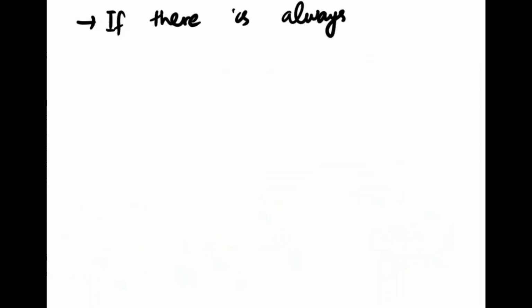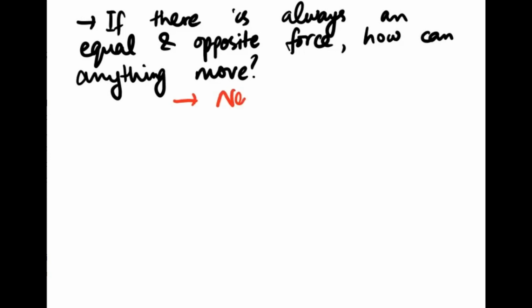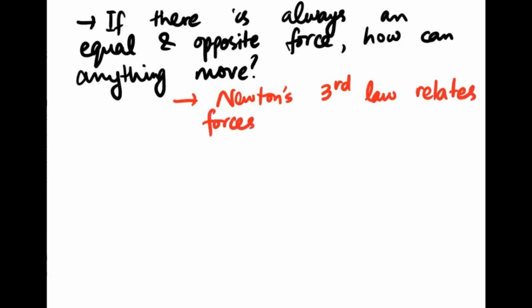So if there is always a force equal in magnitude and opposite in direction, then how can anything move? That's a big question we have from Newton's third law. Now keep in mind that Newton's third law relates the forces on different objects. So we can understand how two different objects are going to interact with each other.